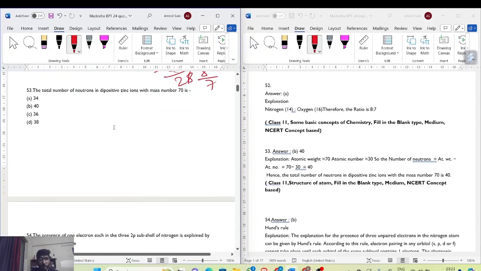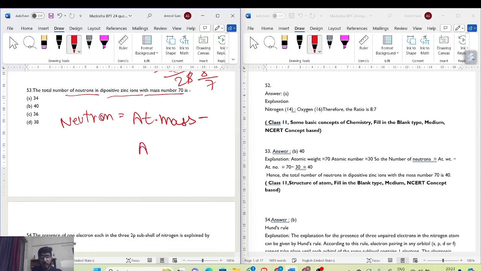Now comes question number 53. The total number of neutrons in a di-positive zinc ion with mass number 70 is. We have to calculate the number of neutrons. The formula for the number of neutrons is atomic mass minus atomic number. The atomic mass given here is 70, and the element is Zn2+, whose atomic number is 30. So 70 minus 30 is equal to 40. So the correct answer will be option number B.